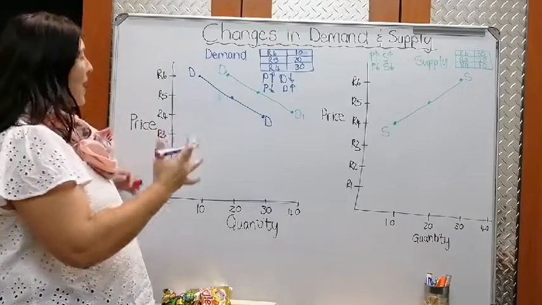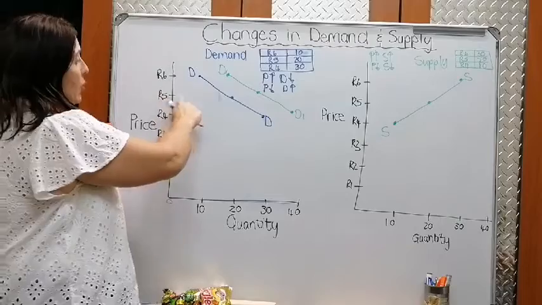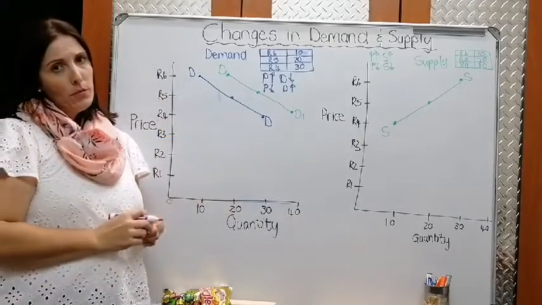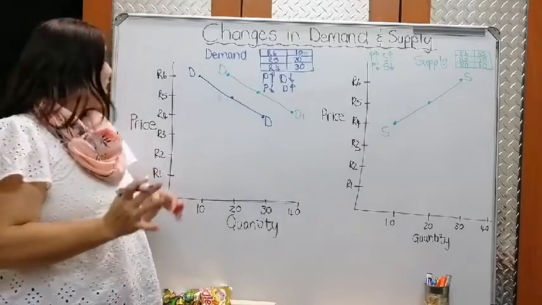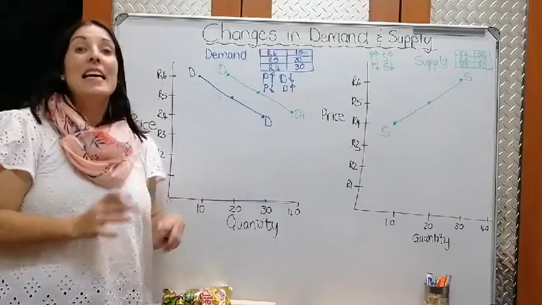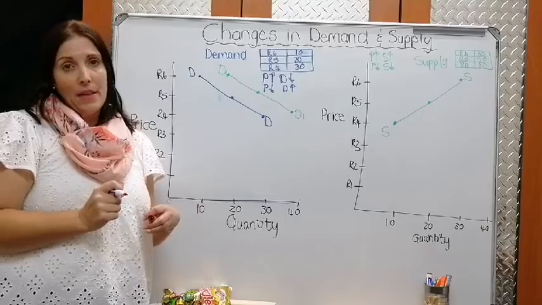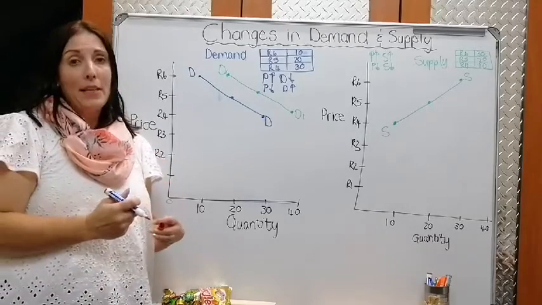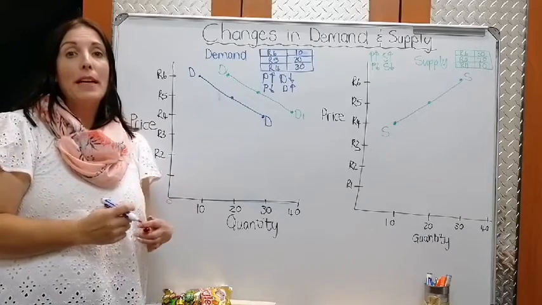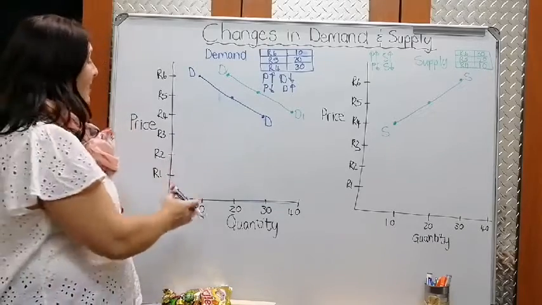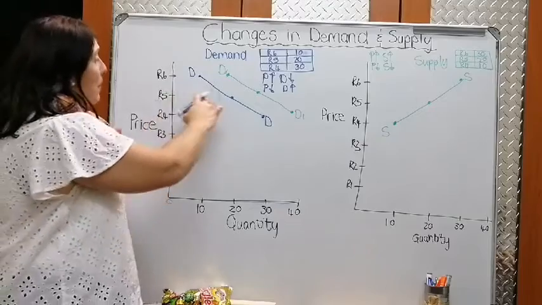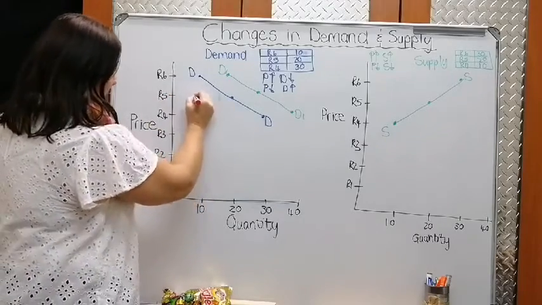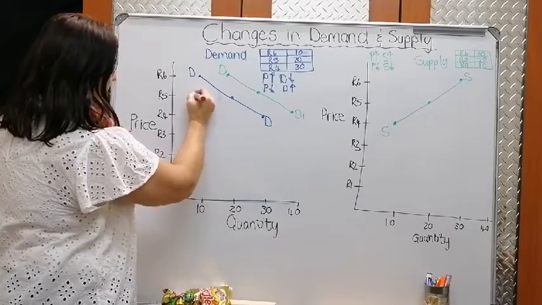Okay, so let's say the price was 5 rand, where originally we had about 20 students who said, yes, I'll buy the packet of chips for 5 rand. Now there's less money. Fewer students can now afford to pay 5 rand for that packet of chips. So let's say only 10 students will now be prepared to pay 5 rand for the packet of chips. So if we go up here, it would more or less be here.